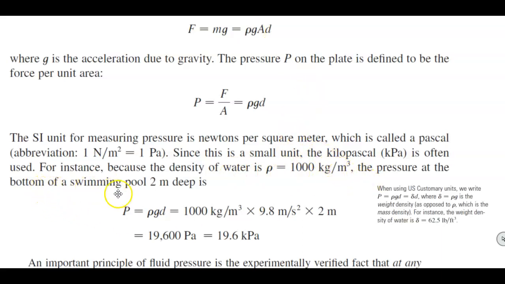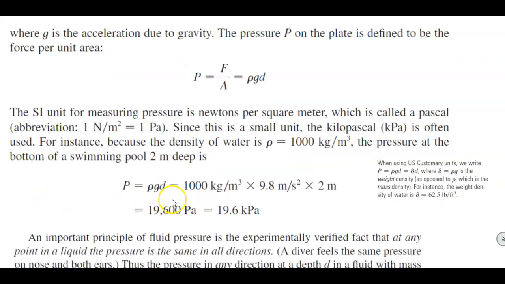the pressure at the bottom of a swimming pool 2 meters deep is the following. So here's our pressure. We're going to take 1,000 kilograms per cubic meter times 9.8 meters per second squared, the gravity, times 2 meters. We would then get 19,600 Pascal, which converted to kilopascal becomes 19.6.